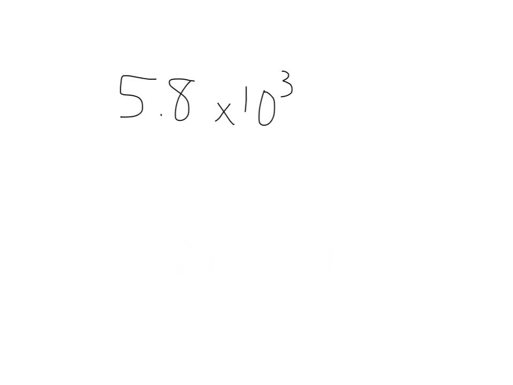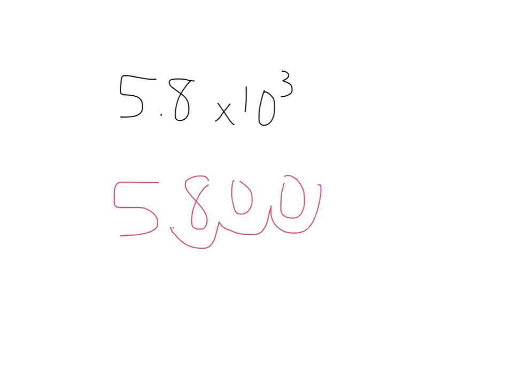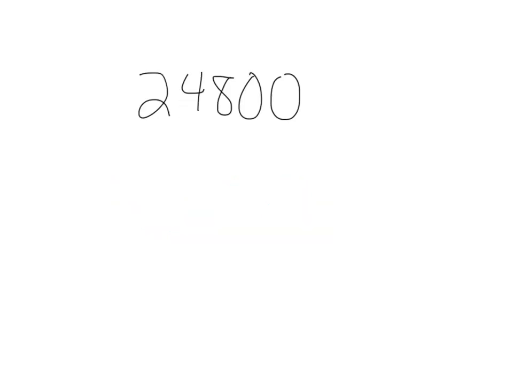Okay, now I want you to try this one. Look at it for a second. It says 5.8 times 10 to the third. Now, what do you do first? You know you have 5.8, okay? Times 10 to the third means it's going to move what? The decimal should move 1, 2, 3 places, and then we'll put in those zeros. Our new number is 5,800. Pretty simple, right?